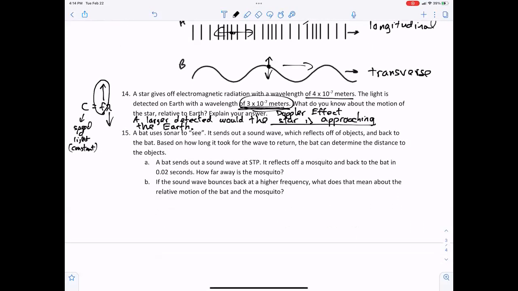Number 15, bats use sonar to see. He sends out a sound wave which reflects off objects and back to the bat. Based on how long it took for the wave to return, the bat can determine the distance of the object. So the bat sends out a sound wave at STP. Now remember, STP means the speed of the sound wave is about 345 meters per second. So I'm going to help you out with that. It reflects off a mosquito, which is really tiny, and back in about 0.02 seconds. How far away is the mosquito?